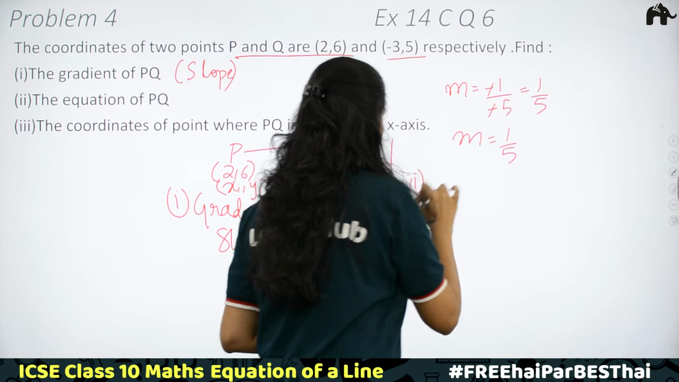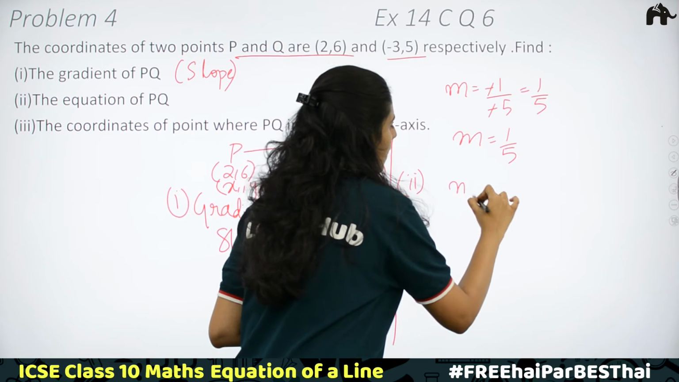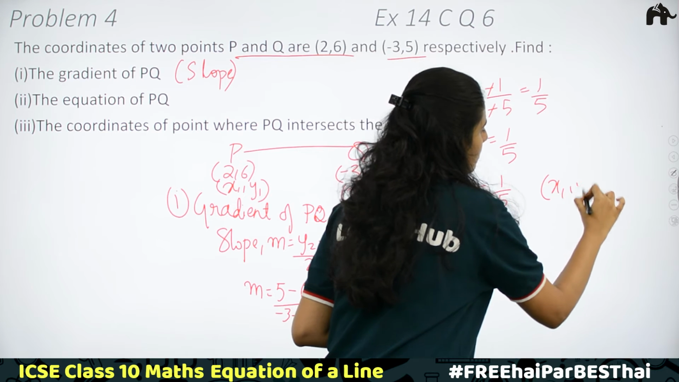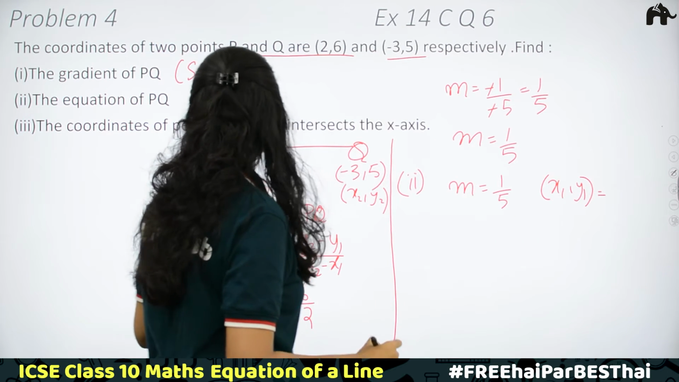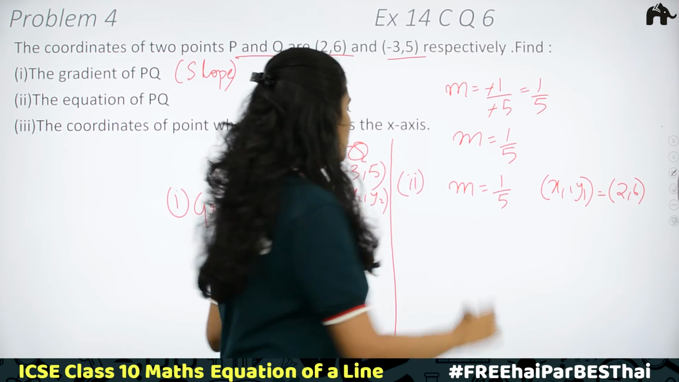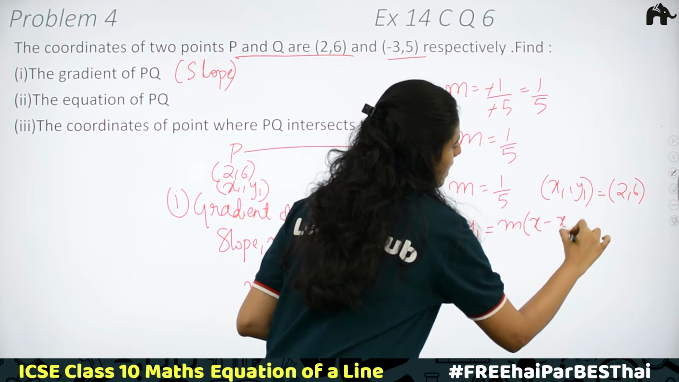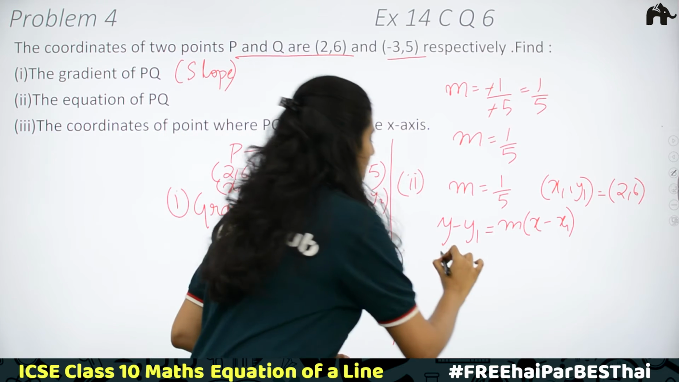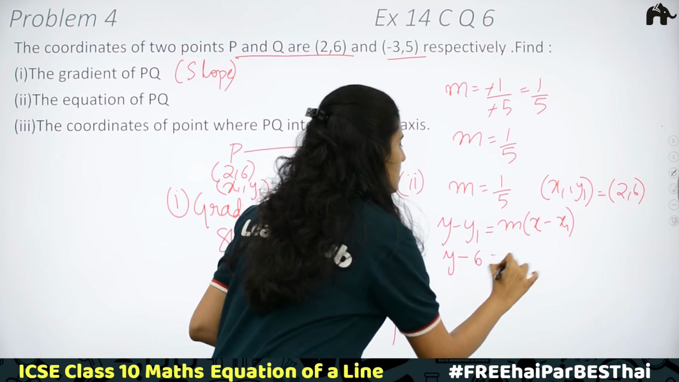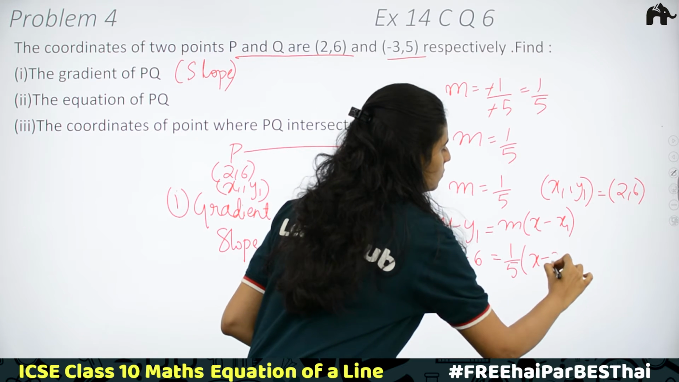Now what is the second question? Second question, we have to find the equation of PQ. We have slope m is equal to 1 by 5 and a point is given, that is x1, y1 is equal to 2, 6. We can use the slope intercept form: y minus y1 is equal to m into x minus x1. Substitute the values. Here y minus y1, what is y1? y1 is 6. Y minus 6 is equal to m, 1 by 5, into x minus x1, which is 2.